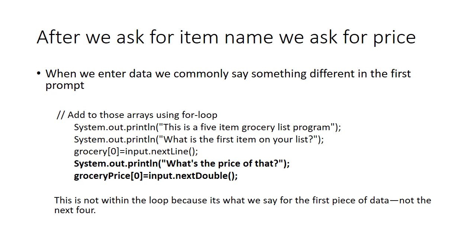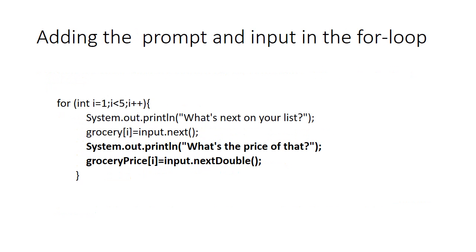There are 2 bolded statements here that show where we've added the prompt and also the input for the grocery prices. Very similar prompt and the same input statement appear within that for loop to ask you for the next prices, for the prices of items 2, 3, 4, and 5. Remember, it's a 0-base index, so the first item is item 0.